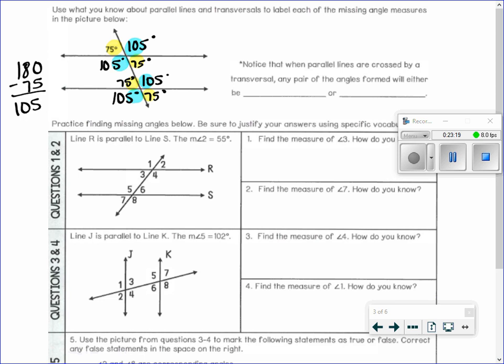So notice that when parallel lines are crossed by a transversal, any pair of angles formed will either be the same, which is called congruent, or they're going to be different, but they're going to be supplementary. So either they equal each other, or together they add up to equal 180.